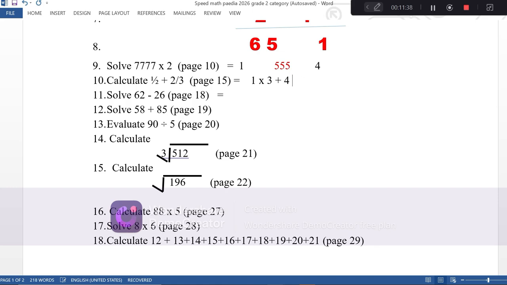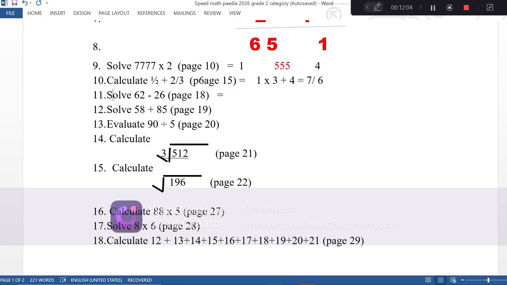So which will now give us 1 times 3 is 3 plus 4, which is 7, over 2 times 2, denominator times denominator, which is 6. So you can go through the Speedman book and get that.